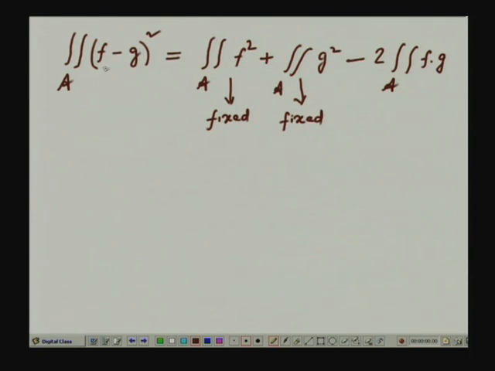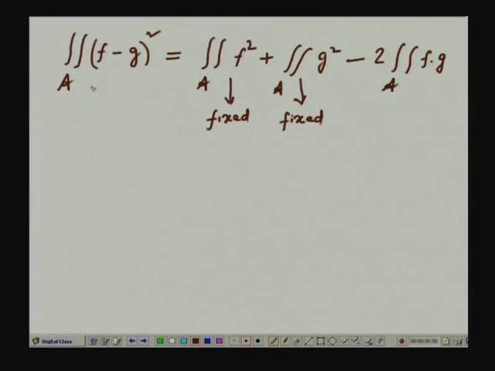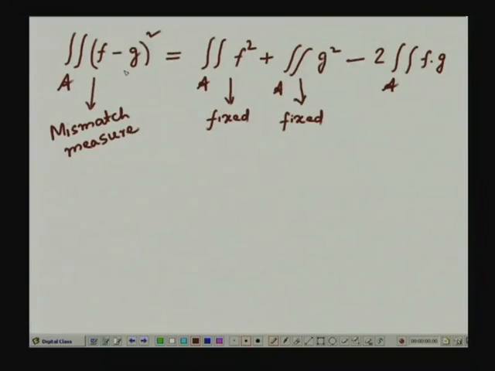Now, what is this f minus g square, sum of this? This is nothing but a sum of the square differences. That means, this gives the degree of mismatch, or this is nothing but the mismatch measure. So, if this f minus g square integration over the region A is minimum, because this is the mismatch measure, then at that particular location f matches the best over that particular region of G.